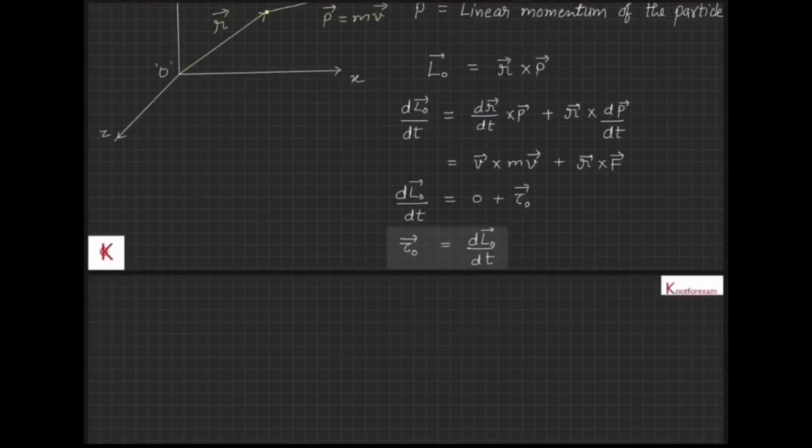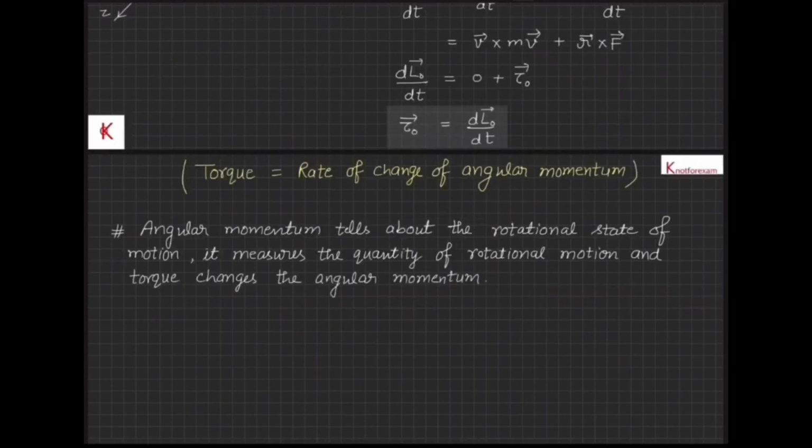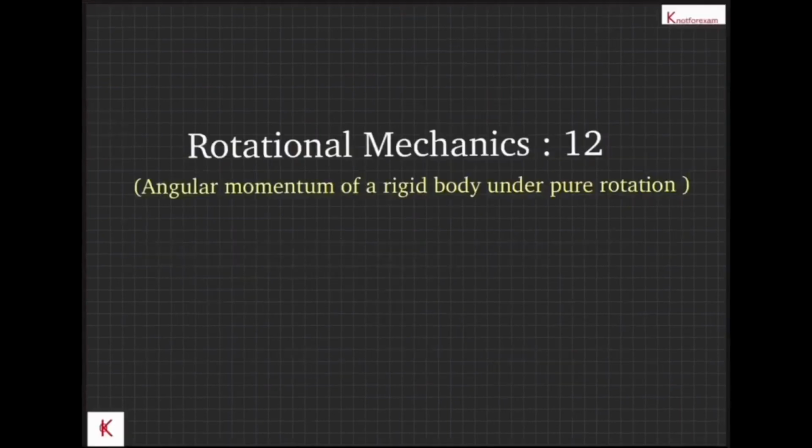That means about a point, torque will be equal to the rate of change of angular momentum about the same point. Intuitively, angular momentum tells about the rotational state of motion and measures the quantity of rotational motion, and torque changes the angular momentum. Also, if torque about a point O is 0, then angular momentum about that point will be constant. This is the principle of conservation of angular momentum, and we are going to discuss angular momentum of a rigid body under pure rotation.